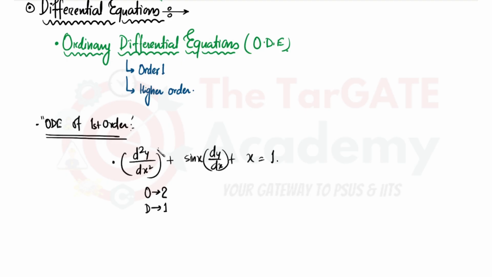We will always see what is the power of the highest order derivative. If it had been something like this, it would have become degree 2. Order and degree of a differential equation are very important to understand because they are asked in competitive examinations as well. Order is the highest order derivative appearing in the entire differential equation. In this case, the equation has order 2 because there is an operator of order 2, that is, d2 by dx square.